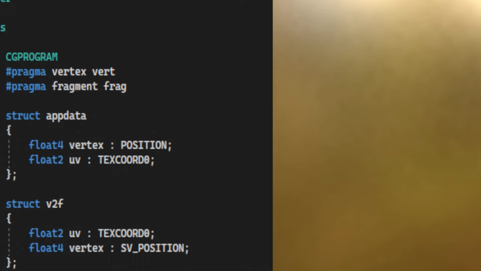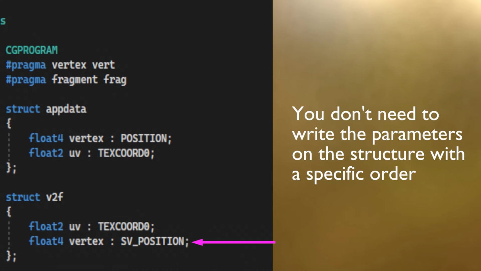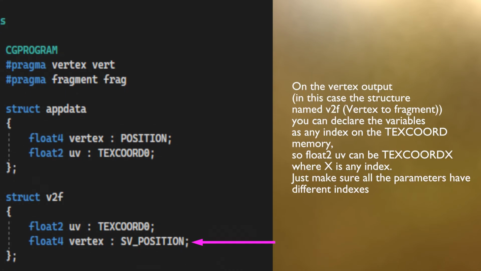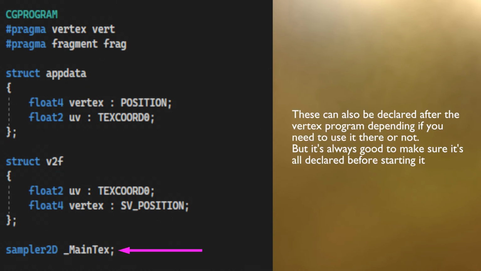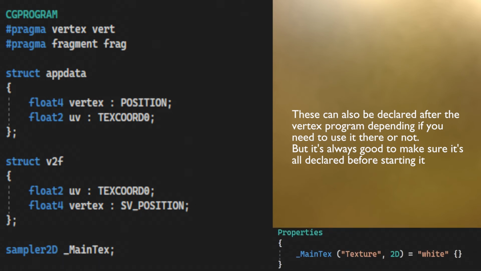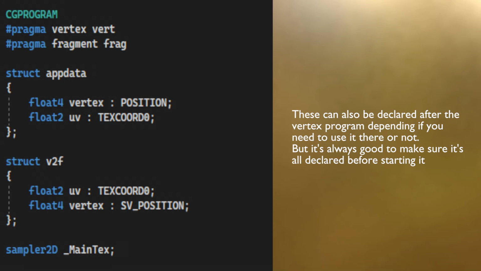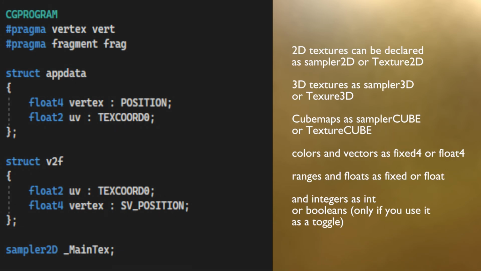Then the output structure will return the position the vertices will have on the screen. It always has to be identified as SV_POSITION. It will also return the texture coordinates because we'll need them for the fragment program. Before starting the programs, I recommend declaring the properties that have been created back in the properties section. In this case we only declared a 2D texture named _MainTex. So we will declare it in the CG program as a sampler2D. It can also be declared as a Texture2D, but I'll explain this in the next video.